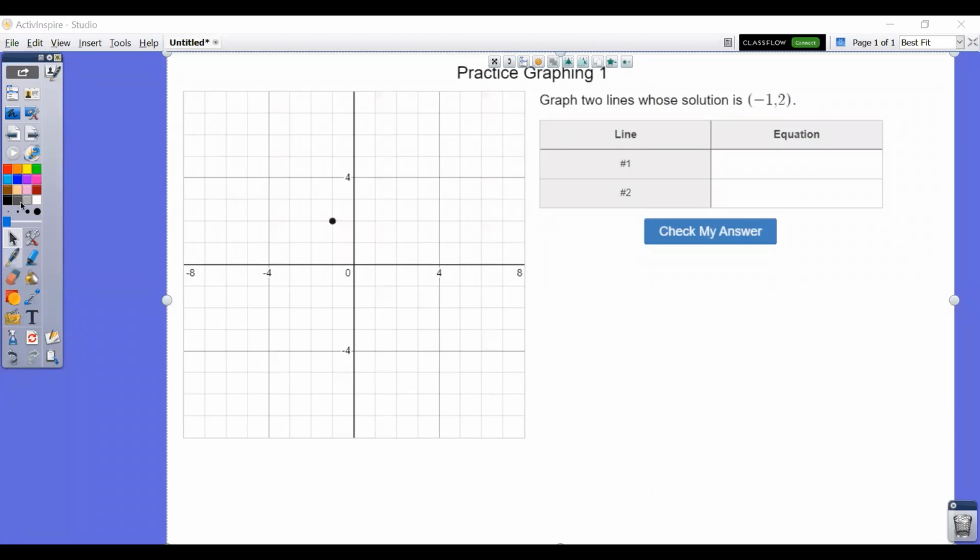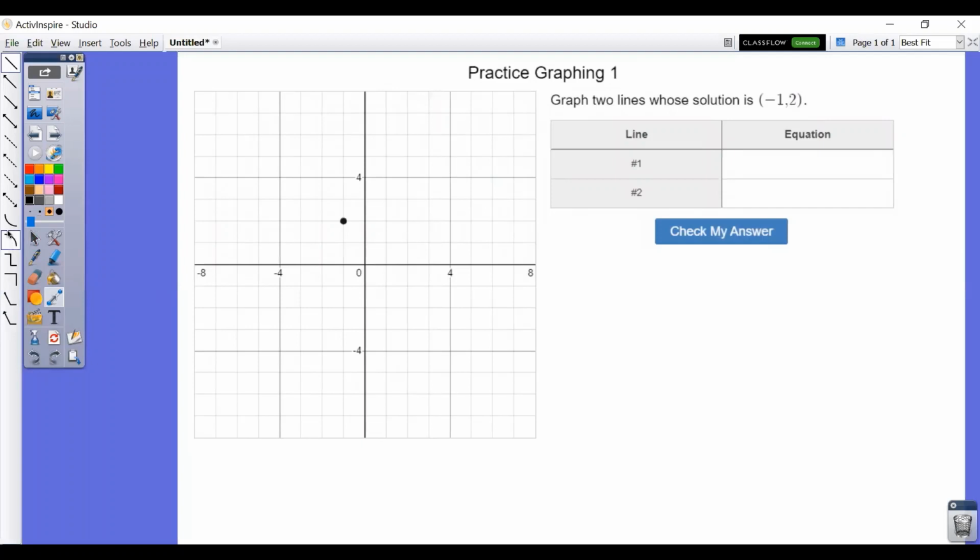Okay, guys, we're going to work on the Desmos where we are going to graph two lines with solution (-1, 2). Okay, the first thing you want to do is just graph a line. So I'm going to graph one that goes through that number. Okay, and then I'm going to graph another one that goes also through that number, but in the opposite direction.